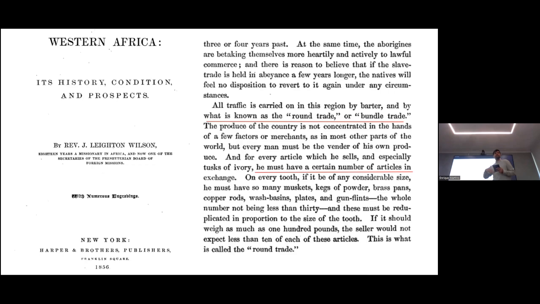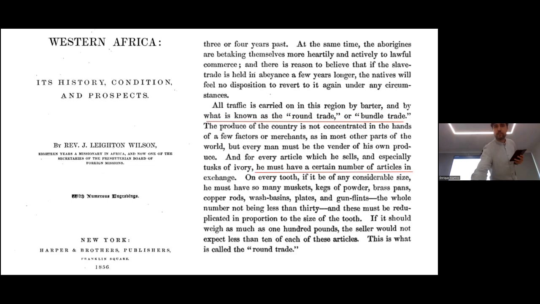And the merchants, both on the African side and the European side, it was quite clear that this is how trade operates. So even after the slave trade, it's still the same kind of mechanism to trade. All traffic is carried in this region by barter, which we'll go on to explain in the critique. What is known as the round trade or bundle trade, where all the assorted goods need to be represented in the payment. And he lists a variety of things, muskets, powder, brass pans, copper rods, but the important thing is in what proportion and what shifting proportion. So this inherent dynamism and shift within the units is what explains both the profitability of slave trade and other trades, and also the spread and success of the trade in different areas.